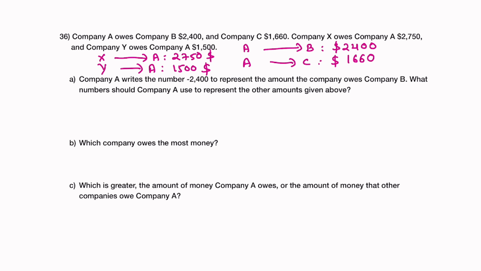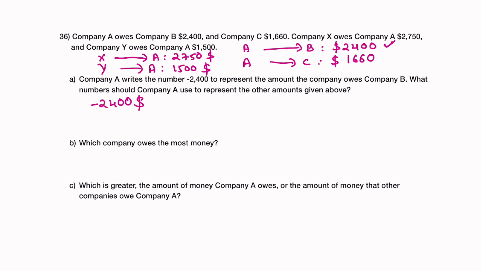Company A writes the number minus 2400 to represent the amount the company owes company B, right? So this is what they're talking about. It owes to company B, it has to pay. So that's why they've written minus sign. What numbers should company A use to represent other amounts given above? So we have four values given here, right? Minus $2,400 is what company has done, because that's what it owes to B.